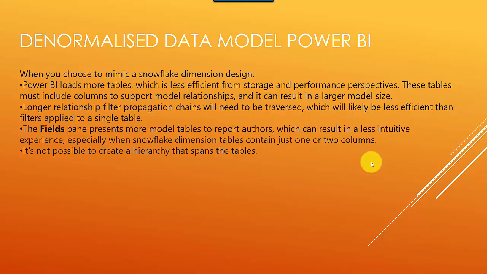Also, it's not possible to create a hierarchy that spans tables. You can create a hierarchy on all the fields that sit in a single table. For example, you can have color as your highest level of hierarchy, and then maybe region. As long as they are in the same table, you can create a hierarchy the way you want to. But it is not possible if your data is spread across multiple tables. So that creates problems as well. These are some of the cons of normalizing a data model or creating a snowflake dimension.